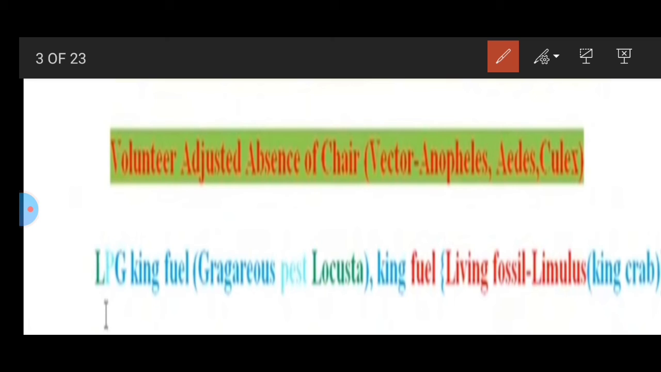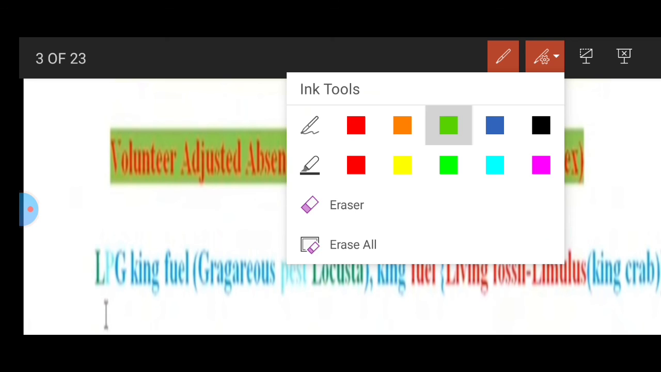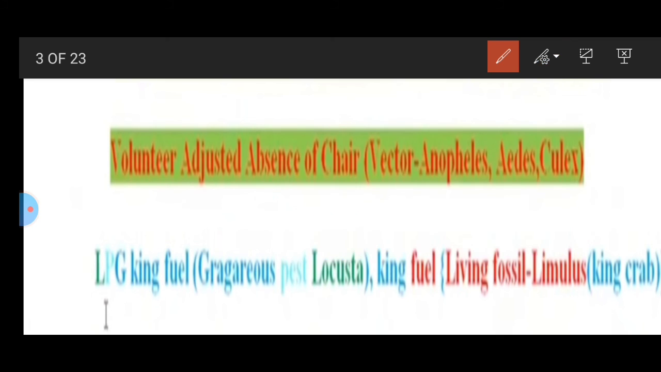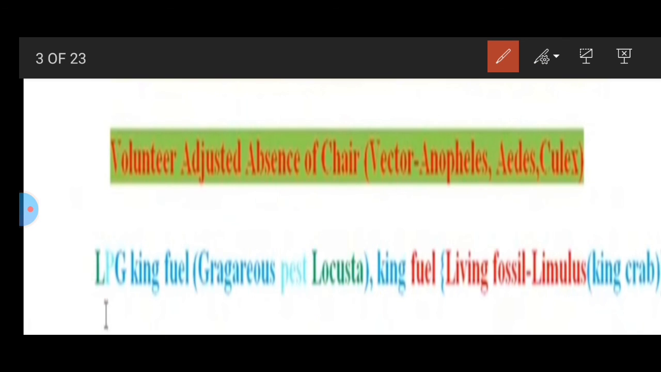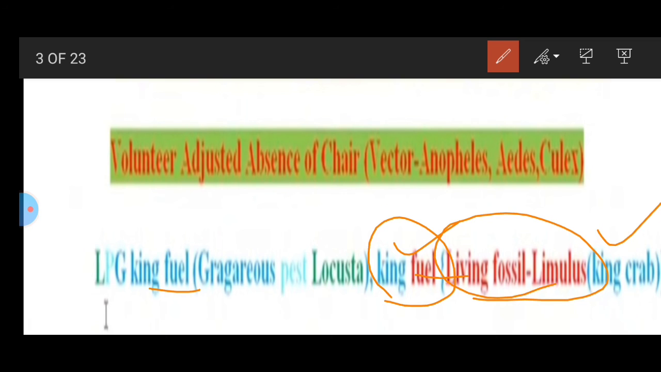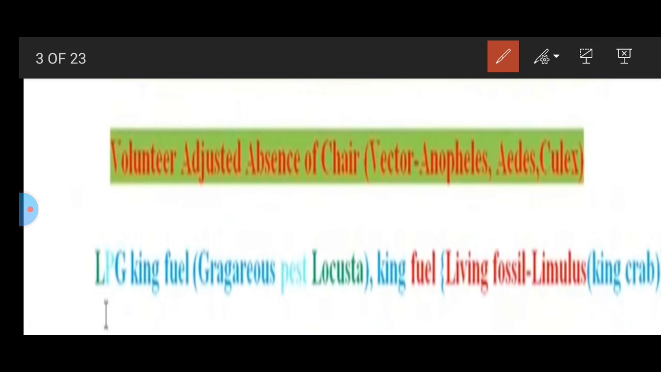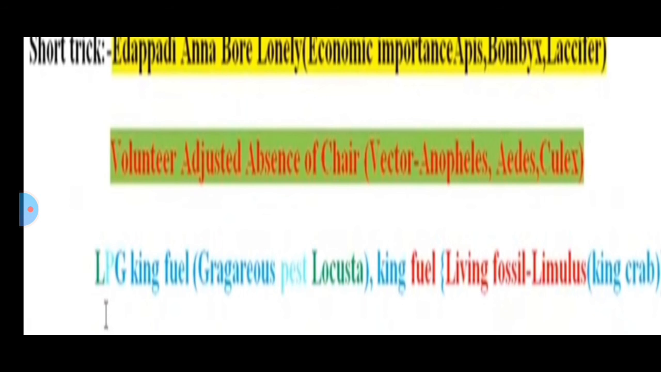I am going to revise it again. LPG king fuel: LPG stands for locusta pest gregarious, meaning the gregarious pest example is the locusta. And another one, king fuel: king stands for king crab and fuel stands for living fossil limulus. So these are the examples of phylum Arthropoda.